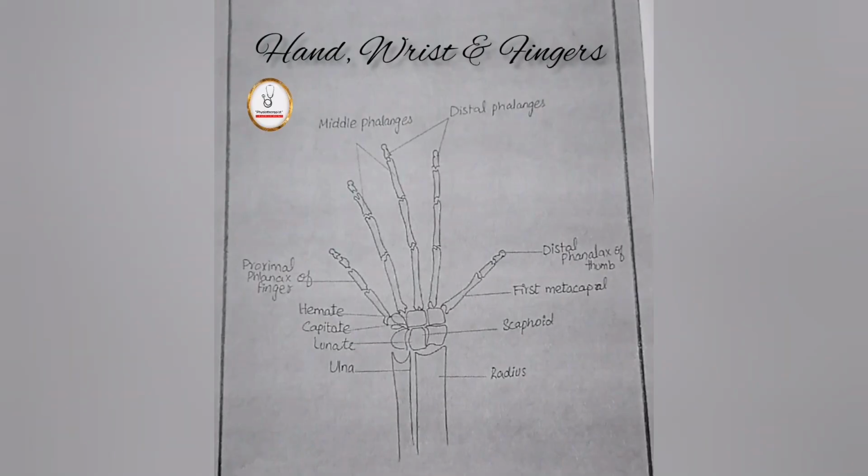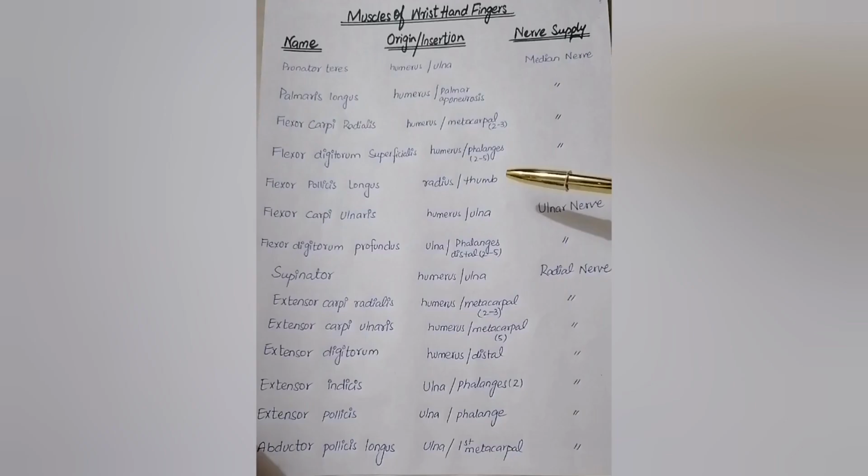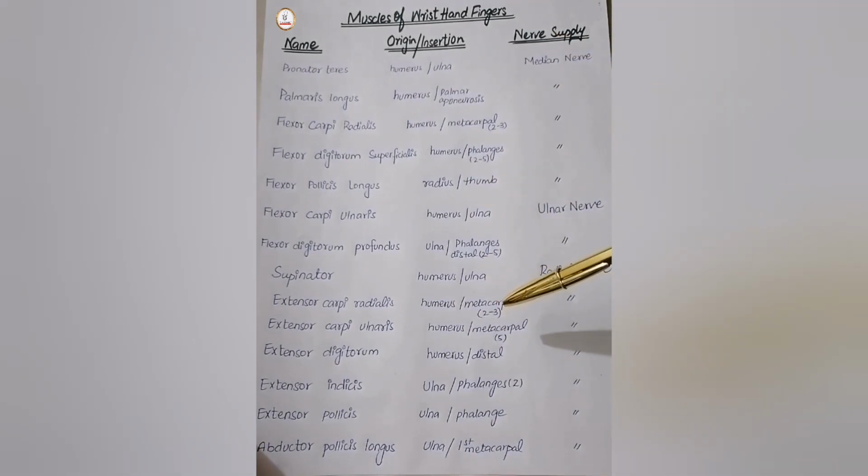Today we are going to cover the muscles of the hand, wrist and fingers. As we know, the anatomy of the hand, wrist and fingers is composed of the radius, ulna, metacarpals and phalanges, etc. So let's move towards the muscles of the hand, wrist and fingers. Let's start.